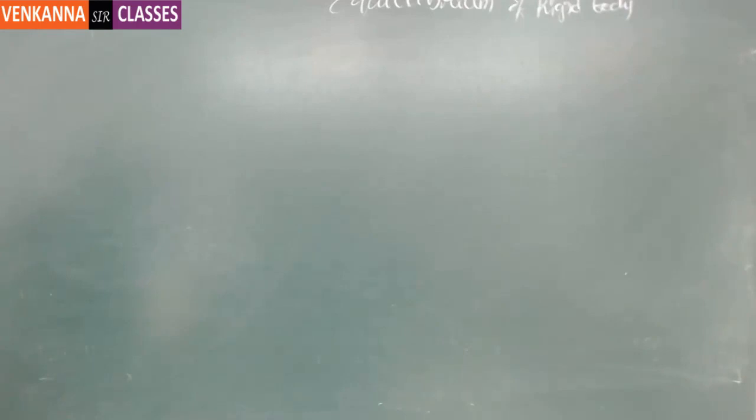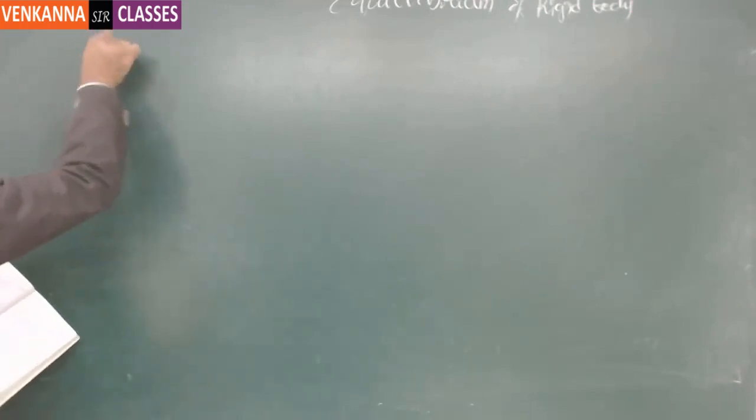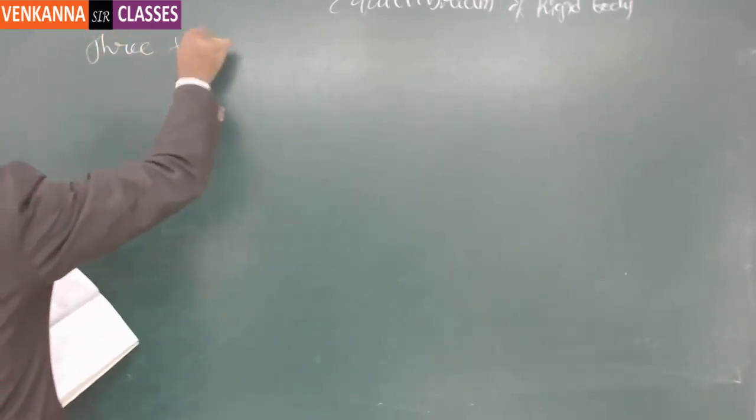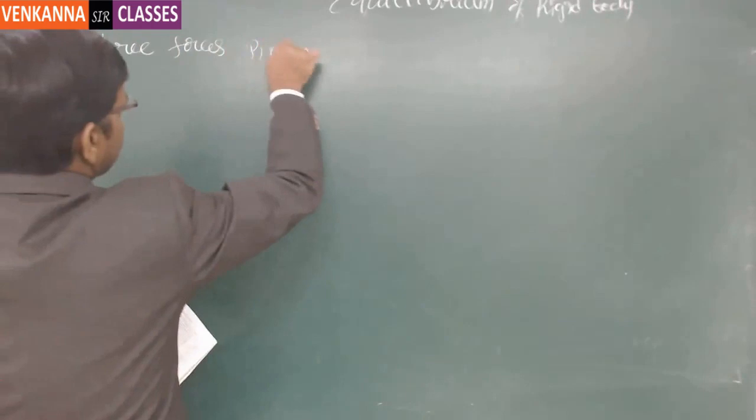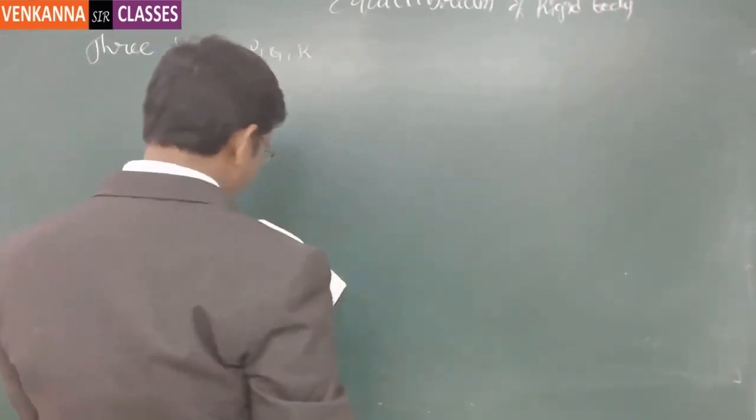So this is a straightforward and simple problem. In one step you will be able to do that. Three forces P, Q, R act along the sides BC, CA, AB.